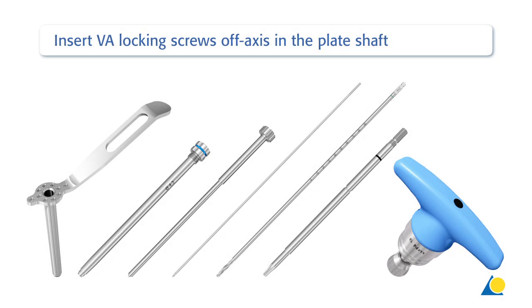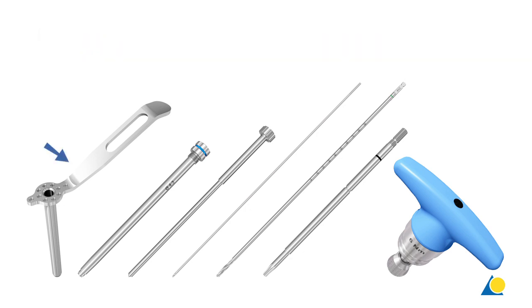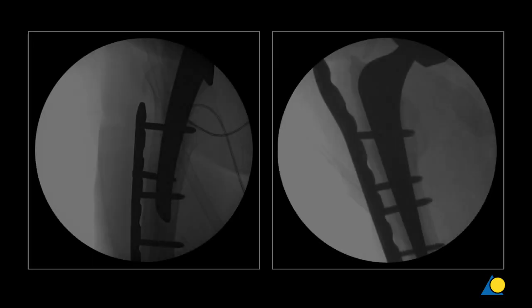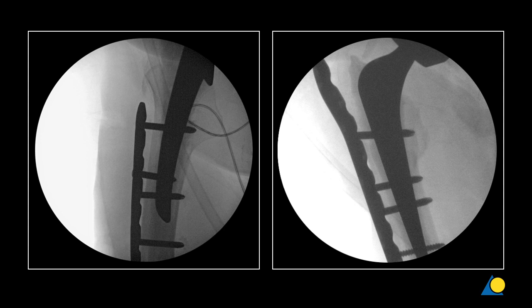The instruments needed to insert variable angle locking screws off-axis in the plate shaft are the protection sleeve, the 4.3 mm variable angle drill guide, the trocar, the 2.5 mm guide wire with drill tip, the 4.3 mm calibrated drill bit, the T25 star-drive screwdriver shaft, and the T-handle with torque limiting function 6 Nm. Variable angle locking screws inserted off-axis allow a greater degree of angulation in periprosthetic situations to avoid any existing implants.